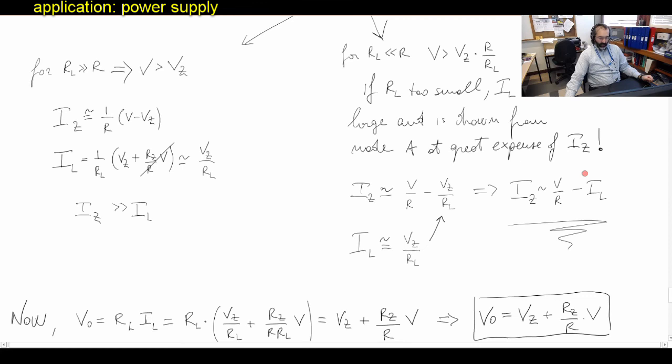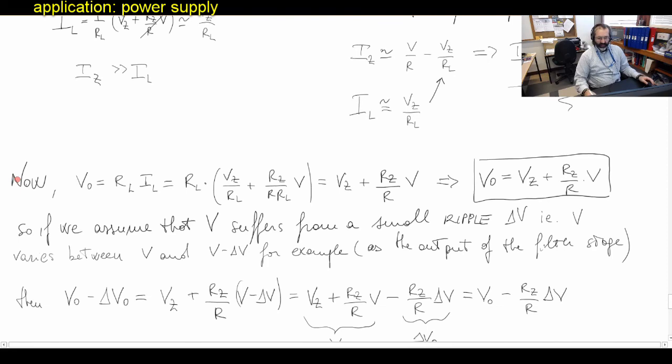And so it is not a good idea to make RL much smaller than R. So this circuit operates well when RL is bigger than R. That's the point. Anyway, let us now find V output.